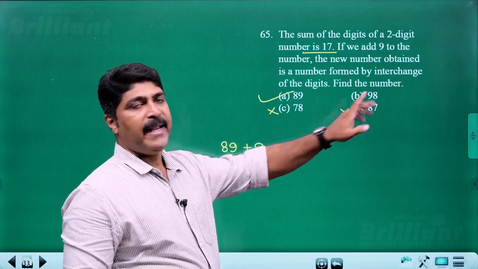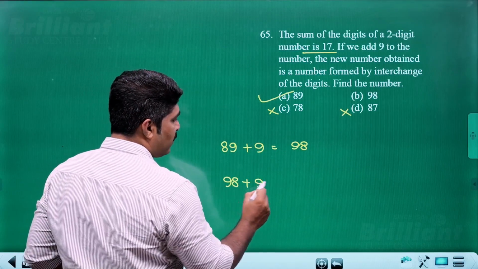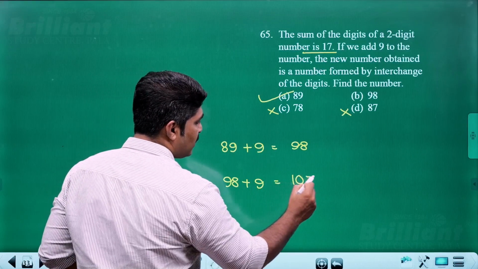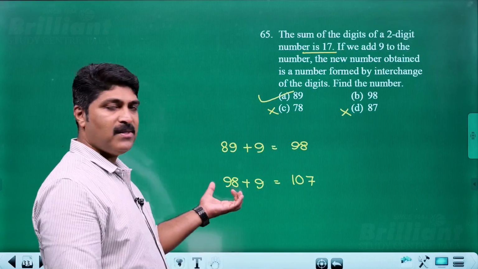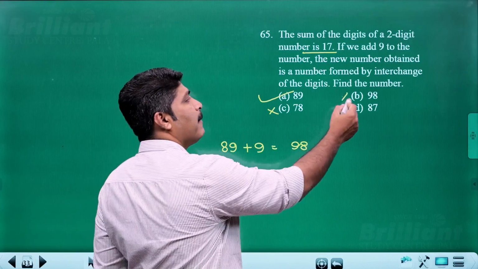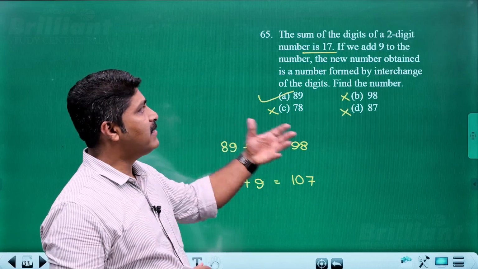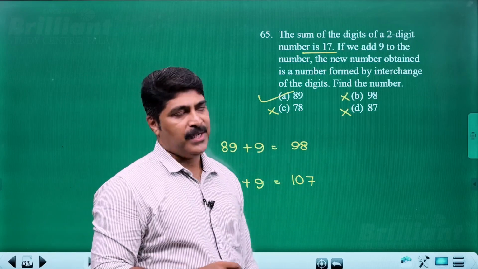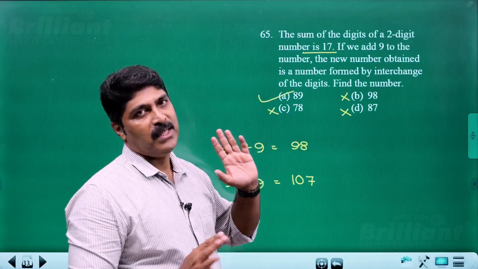Look at this one, 98. When we are adding 9 to 98, what will you get? That's another set of digits. So there is no connection with these digits. Therefore, this is not the answer. This is a simple logic. Clear? This way we can catch the answer for this type of question. Instead of considering the algebraic approach, you have to follow this method.